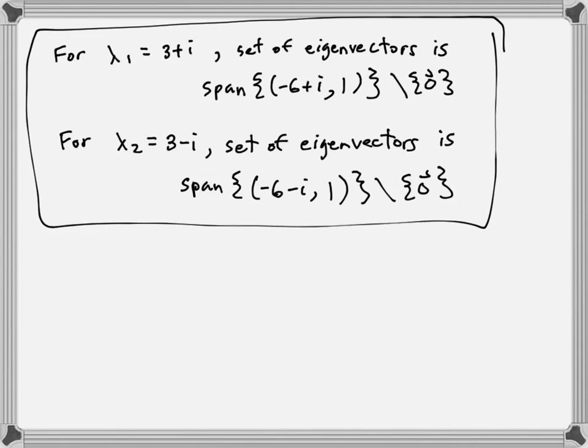Okay. And just to make sure we understand our terminology, remember A was a 2 by 2 matrix and it did have 2 linearly independent eigenvectors, right? And so A is non-defective.